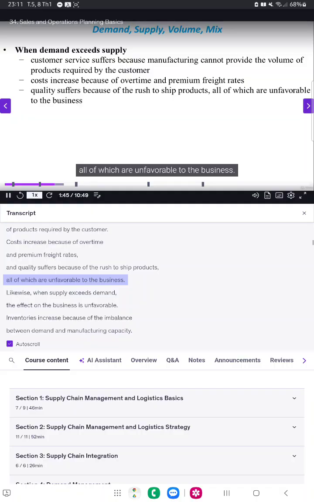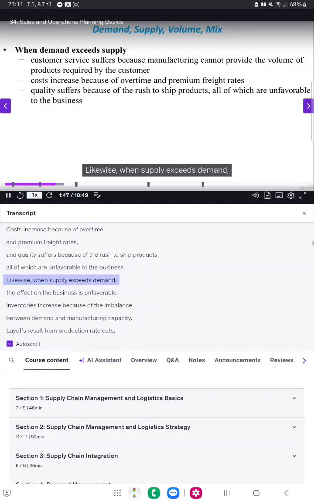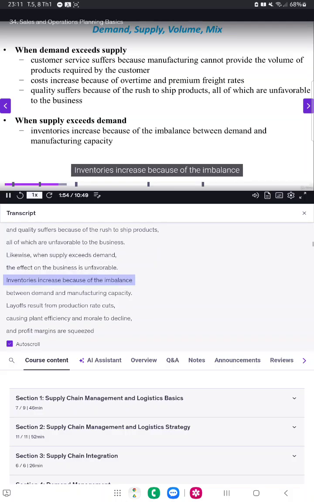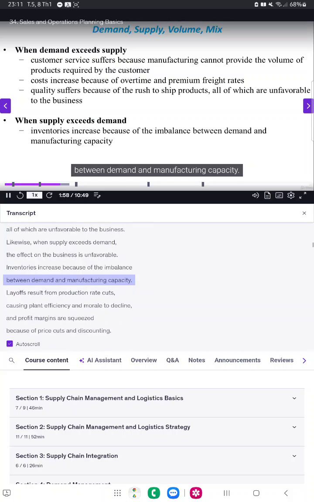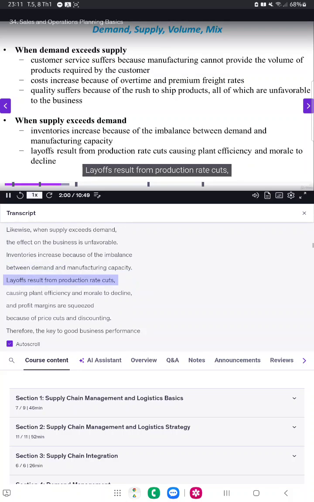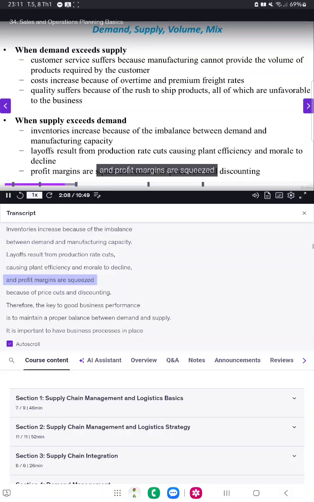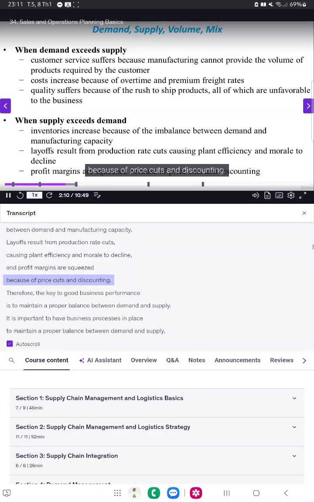unfavorable to the business. Likewise, when supply exceeds demand, the effect on the business is unfavorable. Inventories increase because of the imbalance between demand and manufacturing capacity. Layoffs result from production rate cuts, causing plant efficiency and morale to decline, and profit margins are squeezed because of price cuts and discounting.